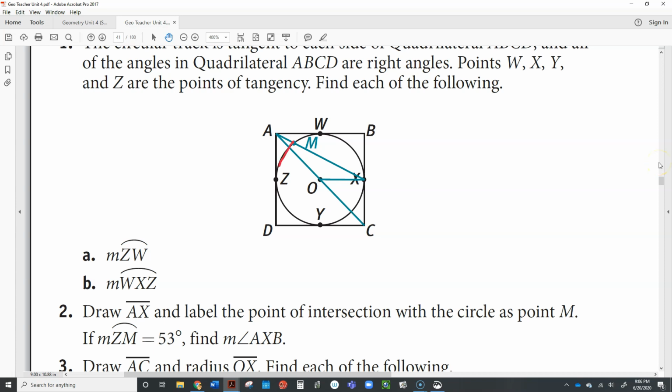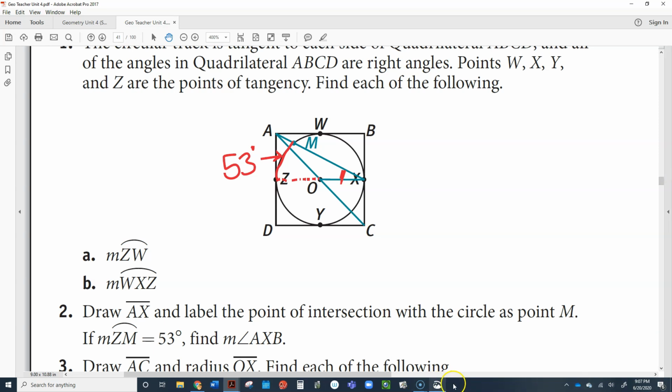So ZM right there is 53 degrees. All right, find the measure of angle AXB. There's a couple of ways we could do this. I could extend XZ on out, and then I would be able to find this angle measure right here because I would have that inscribed angle.